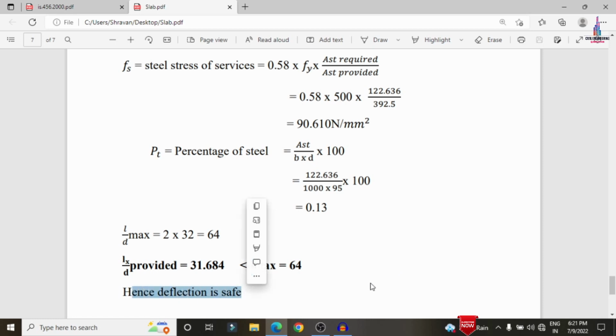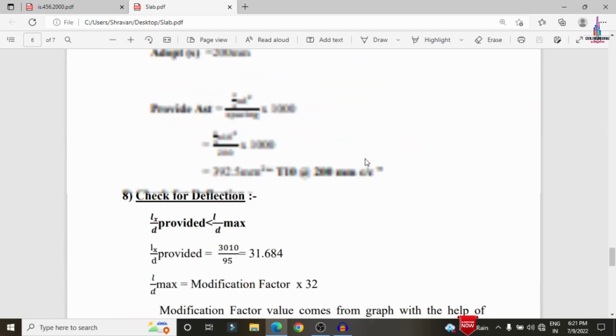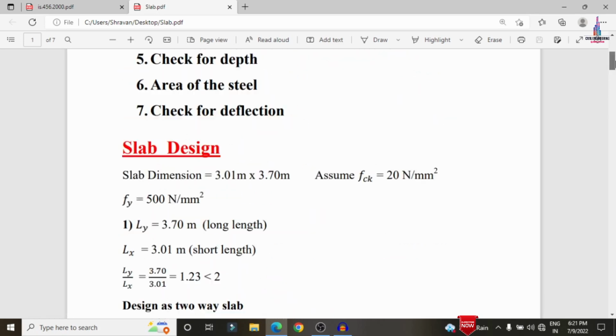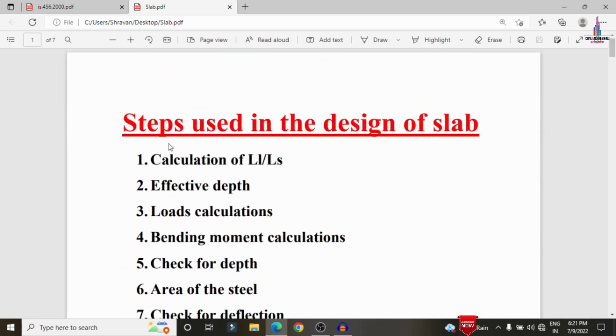So this is the complete calculation, which comes under the RCC slab design using the manual calculation method as per the IS 456 2000 code provision standard.